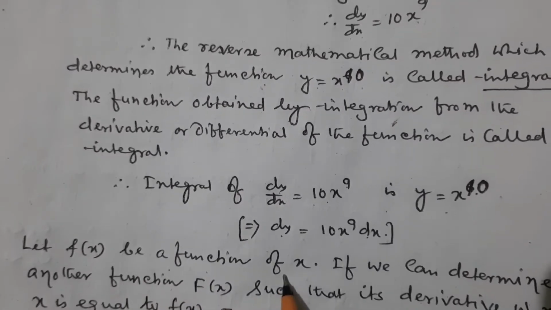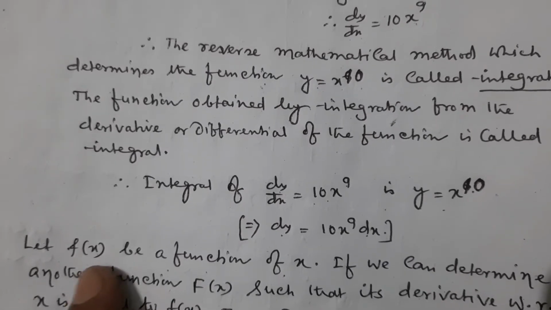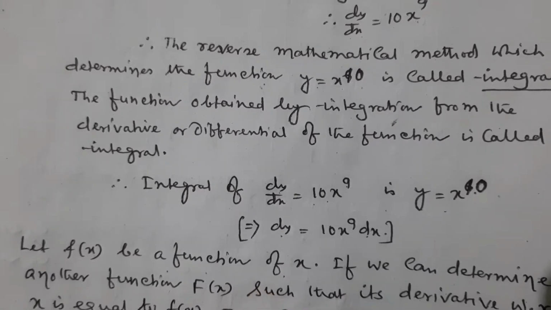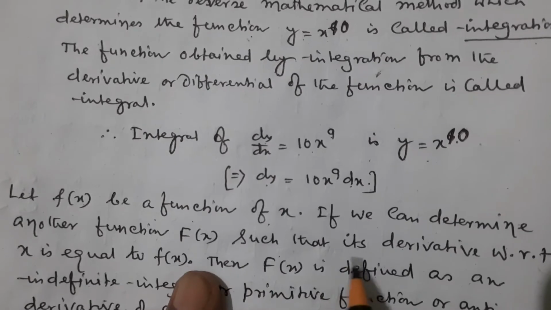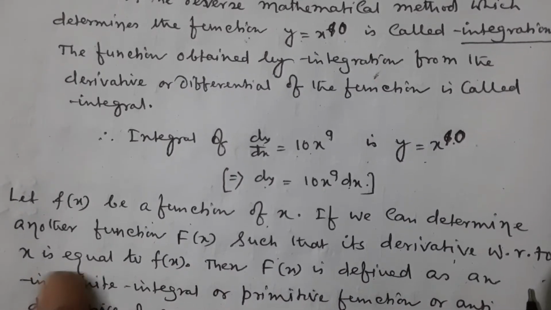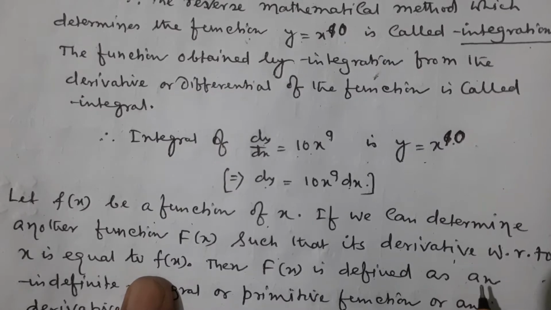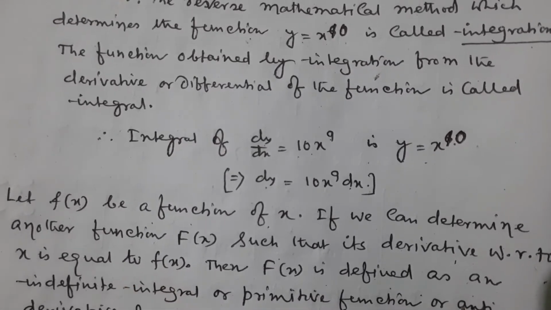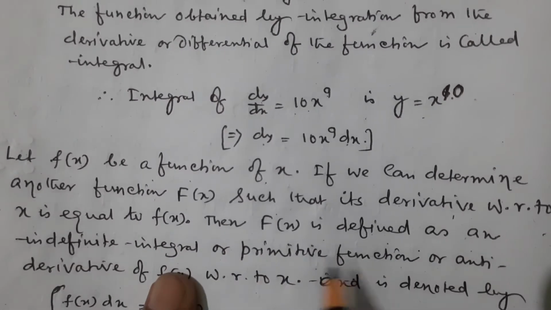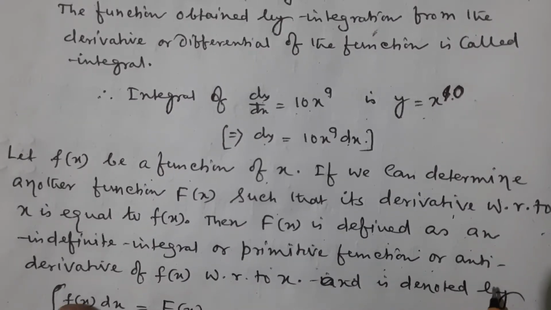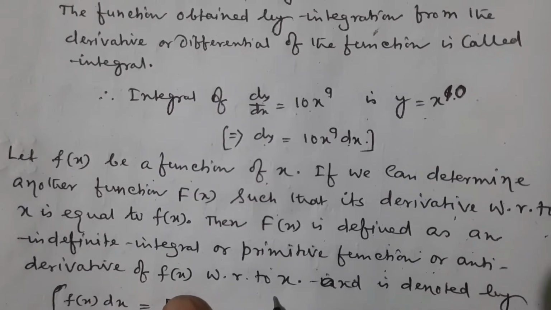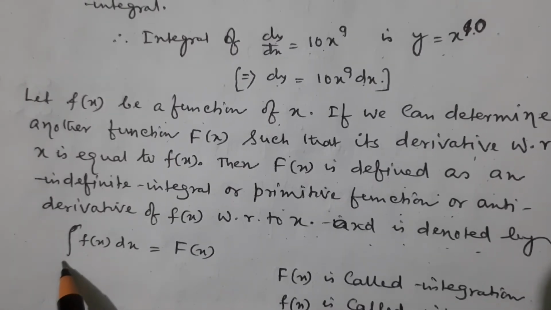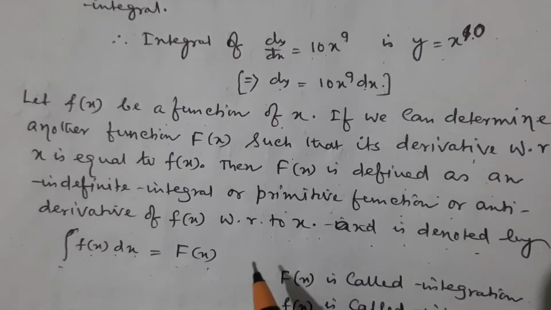Let us consider f(x) to be a function of x. If we can determine another function capital F(x) such that its derivative with respect to x is equal to small f(x), then capital F(x) is defined as an indefinite integral or primitive function or antiderivative of f(x) with respect to x, and is denoted by the integral of f(x) dx equals capital F(x).